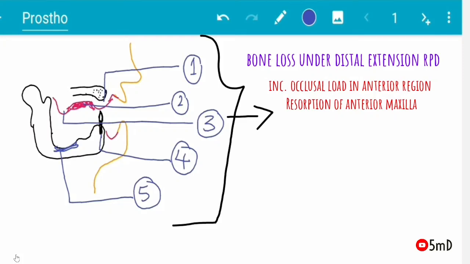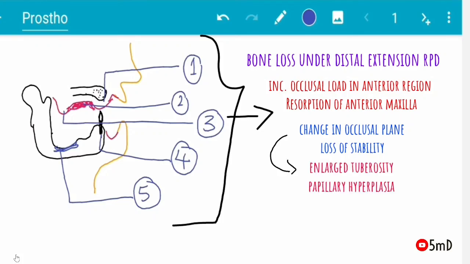Due to these features, there is a change in occlusal plane and a loss of stability. The change in occlusal plane also causes a negative pressure on the posterior palatal seal, causing overgrowth of maxillary tuberosity and also papillary hyperplasia in the palate region.